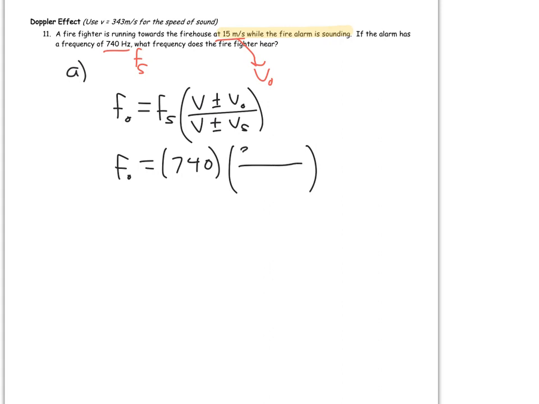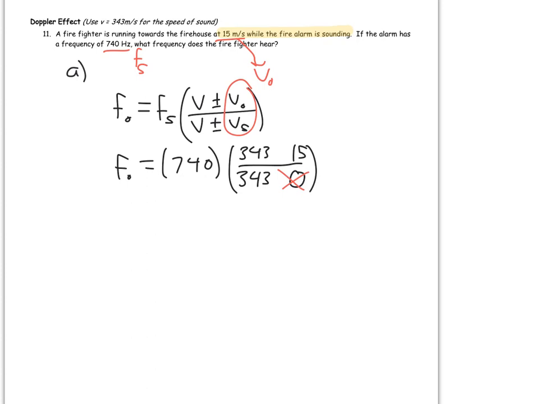V is the speed of sound in air, so I'm going to put in 343 for both of them. And then I'm going to input these values, velocity of the source and the velocity of the observer, and then I'll think about whether or not I'm doing plus or minus. So the velocity of the observer, that's the firefighter, that's going to be 15 meters per second, as we see here. The velocity of the source is 0, so it doesn't really matter if it's plus or minus. It's going to be 0. Plus 0 minus 0 doesn't really matter. So that part we don't care about.